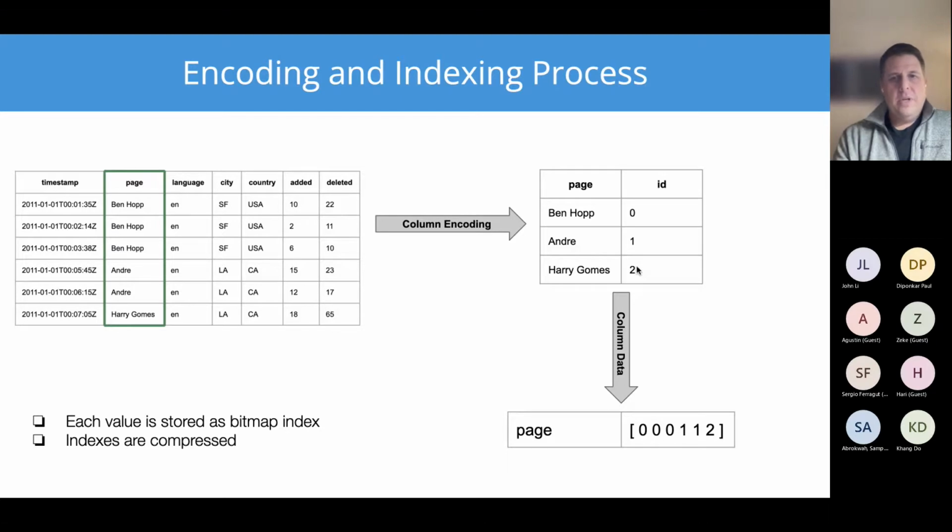And then we're going to convert that to column store. So we'll define the column, and for every row that's in that column for that file, we will put the IDs in there. So Ben will get the first 3, Andre will get the next 2, and then Harry will get the final element in that ID.